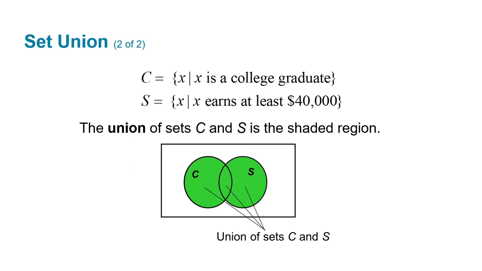So you can have a college degree or earn above $40,000 or both. So the union is the entire two circles shaded in together.